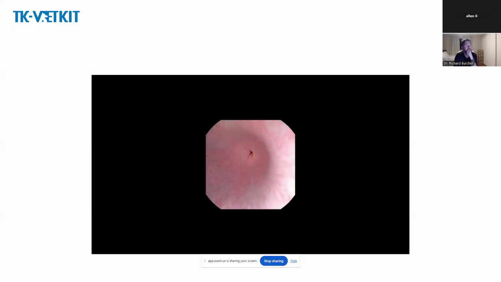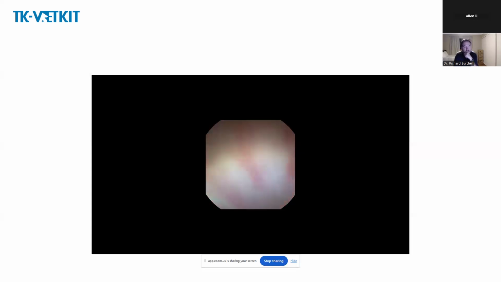We're in the pelvic urethra. That's the external bladder sphincter, and you can see prostatic ducts over there. Those little holes there are prostatic ducts, not ectopic ureters. So now we're going to push through that external sphincter.